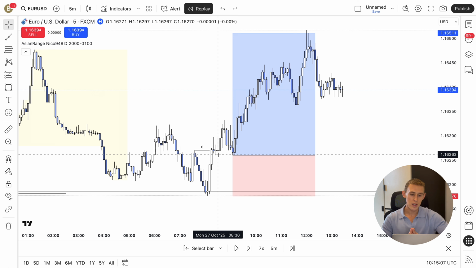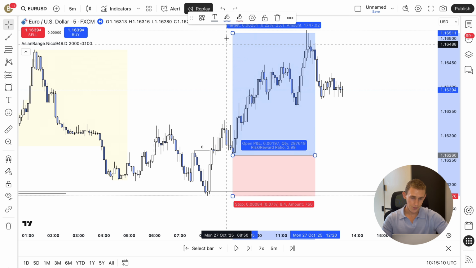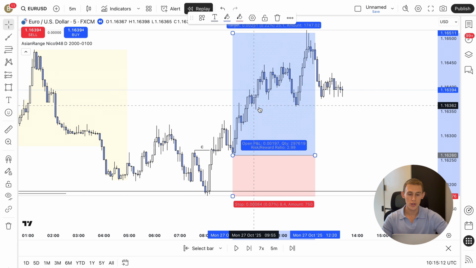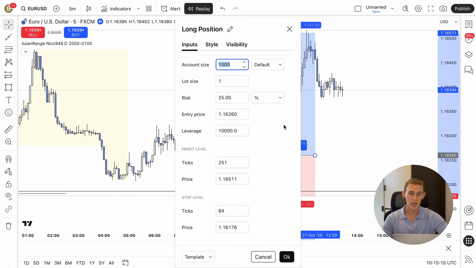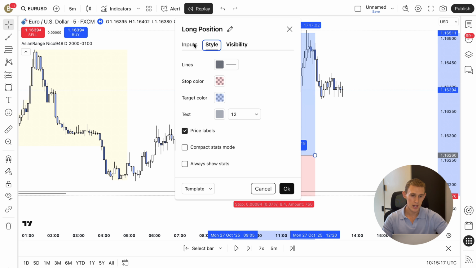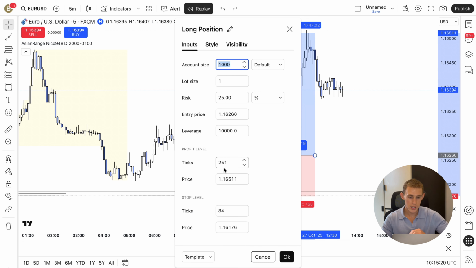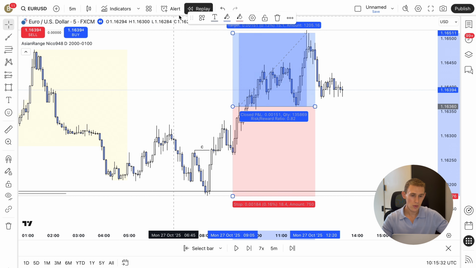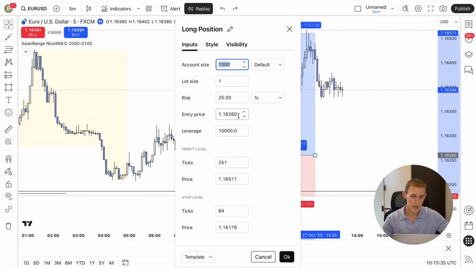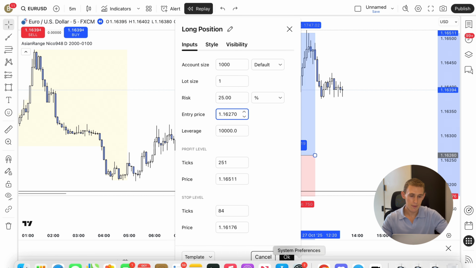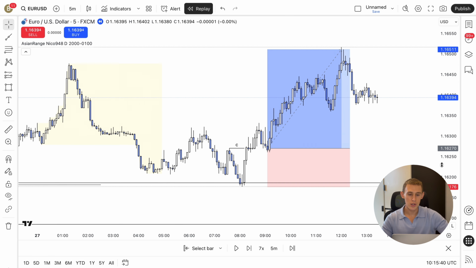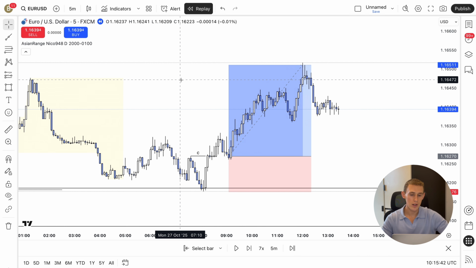So in order to avoid this costly mistake, what I would recommend doing is just adding 1 pip onto the entry. So in this case, if we go over to the settings here, instead of entering on this price, we want to add 1 pip to the price. So if we enter on 1636 instead of, sorry, not 1636, it would be 1627 instead.